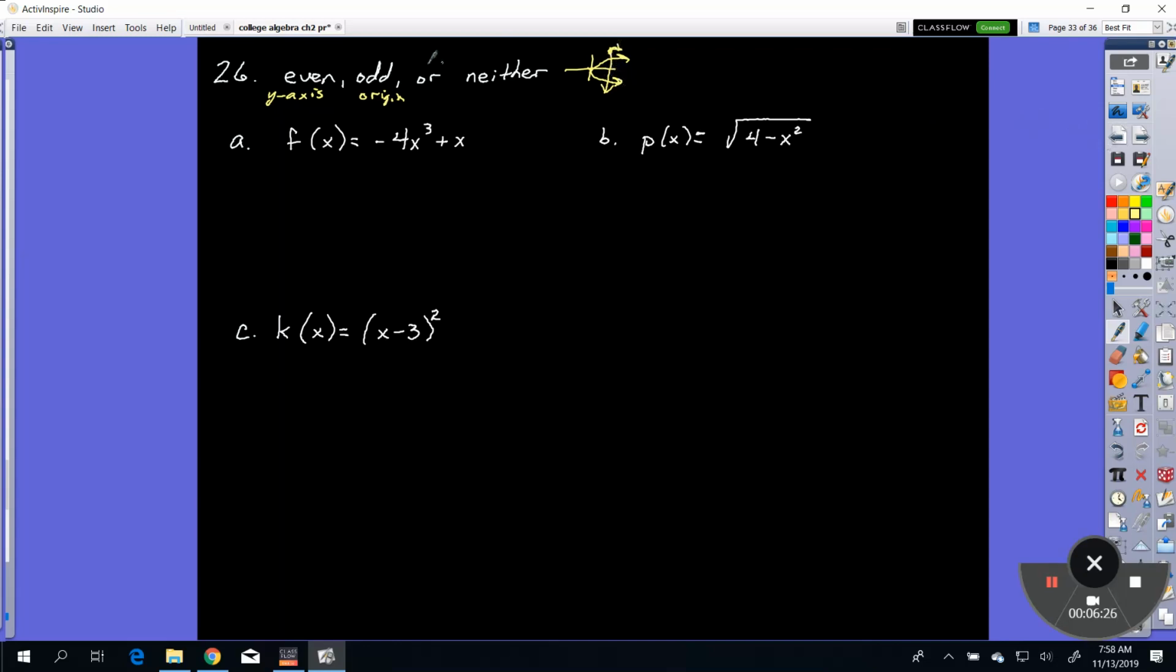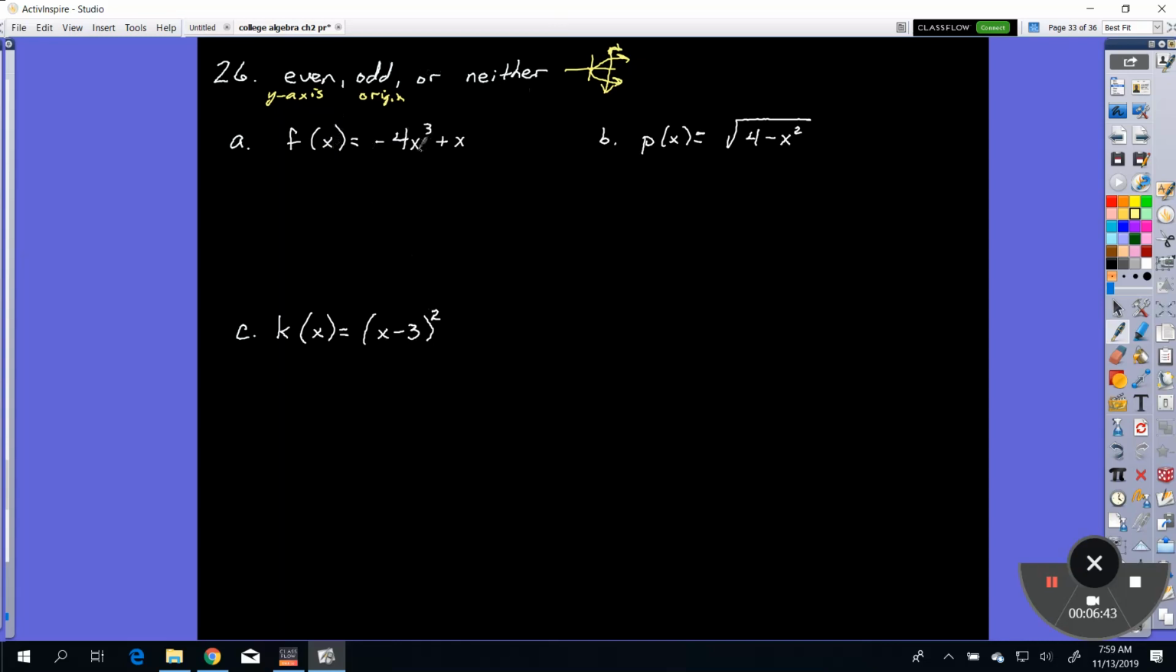When we're talking about symmetry, we're just saying, does the graph have any kind of symmetry? When we're talking about even, odd, or neither, we're talking about functions. So this is not a function, so it cannot fit into our category for even or odd.